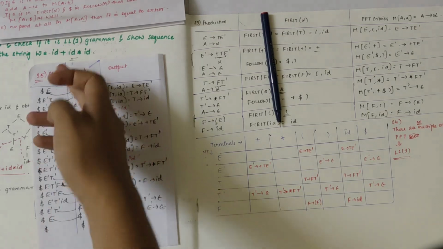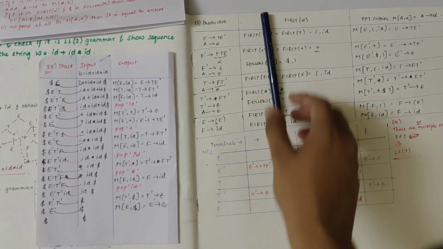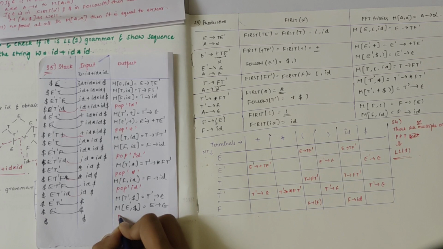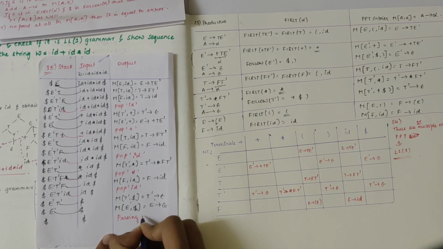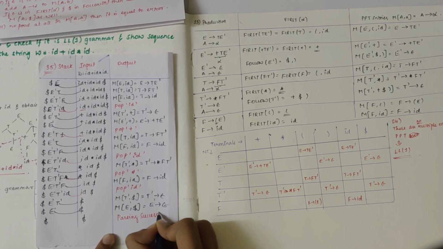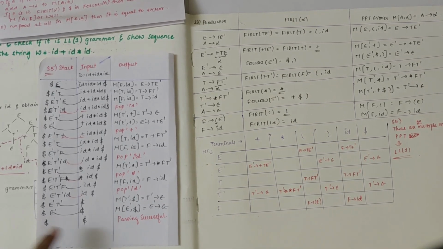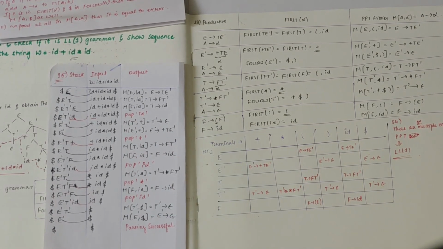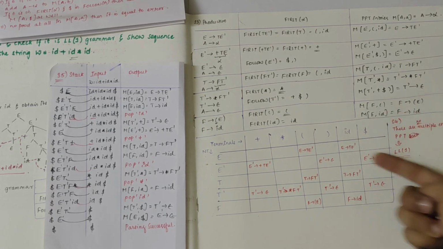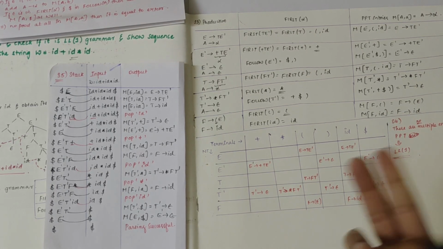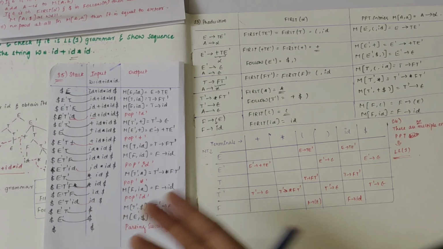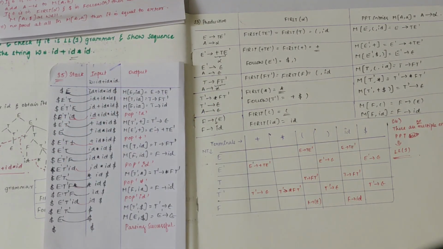If you get dollar on the stack and on the input side also, that means that our parsing is successful. So firstly we have proved that the given grammar is LL1, and secondly we have shown the sequence made by the parser on the given input string, and we have also derived that the parsing is successful. I hope you have understood how to check if the given grammar is LL1 and show the sequence.